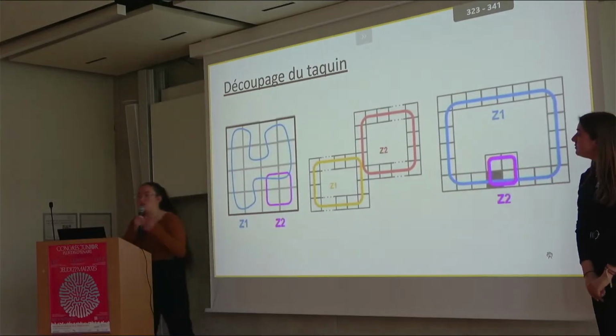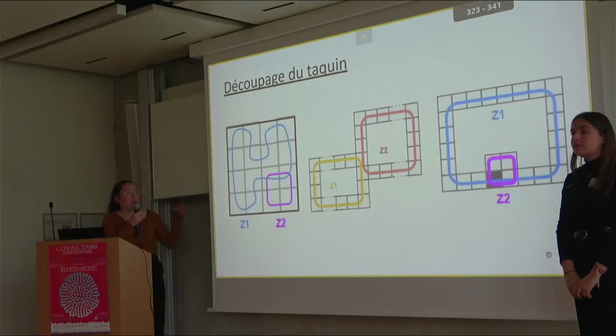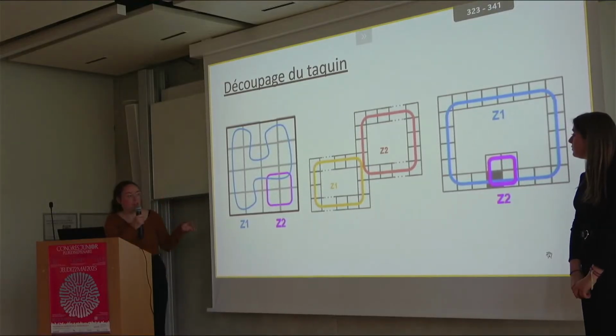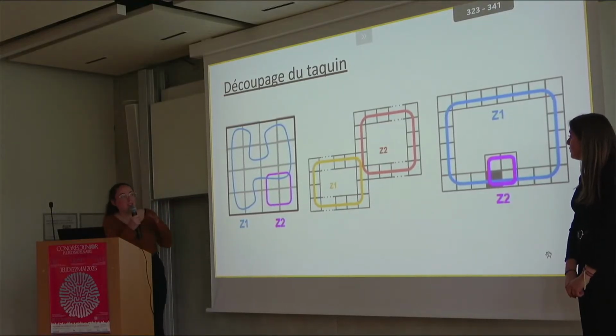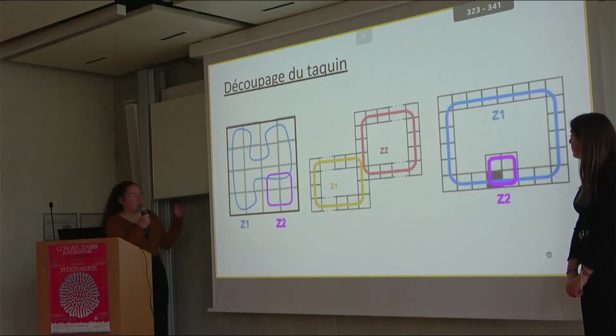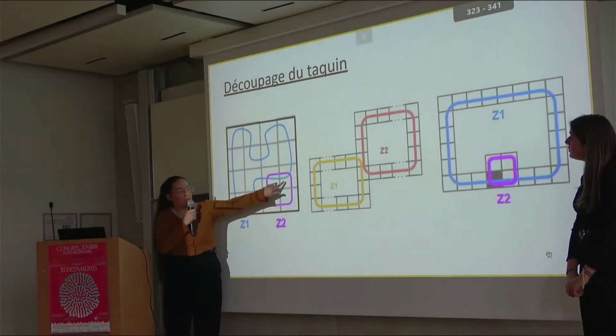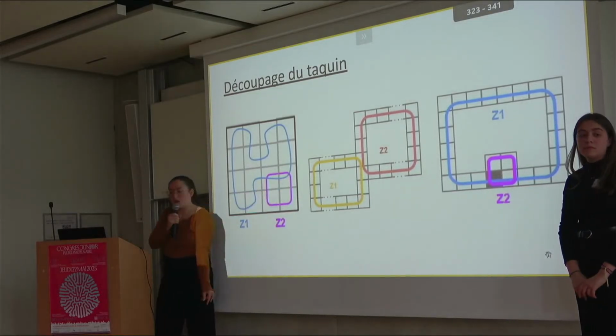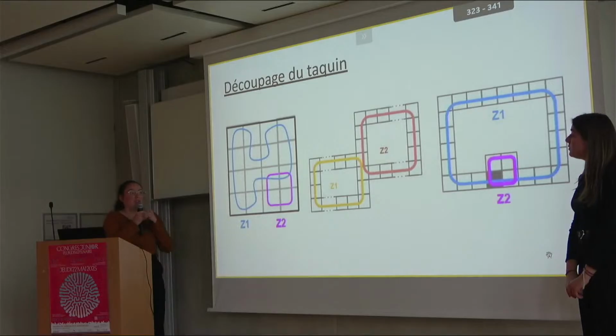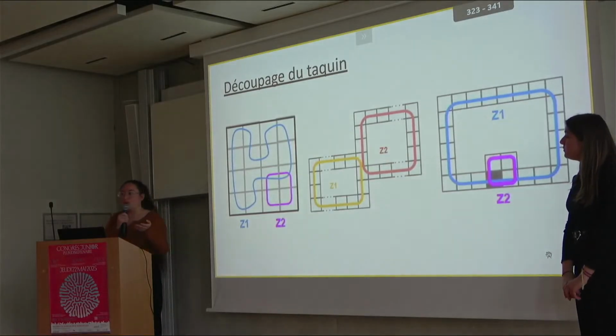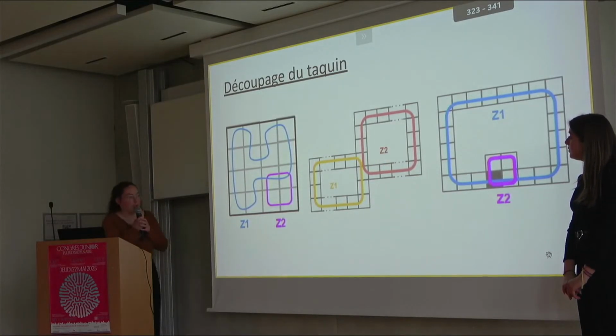So then, to know whether or not we could reach every even permutation, we decided to divide our Taquin in zones with often common squares. And the idea was then to build algorithms to reach the position we wanted to reach.